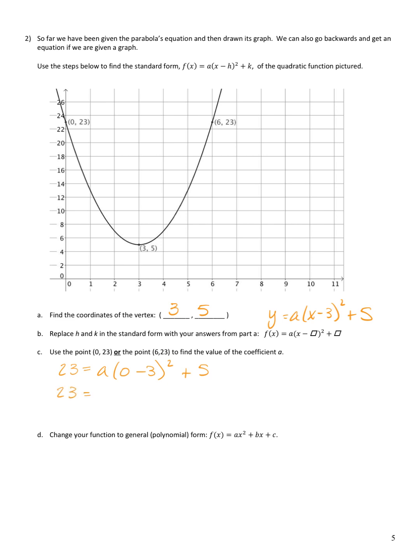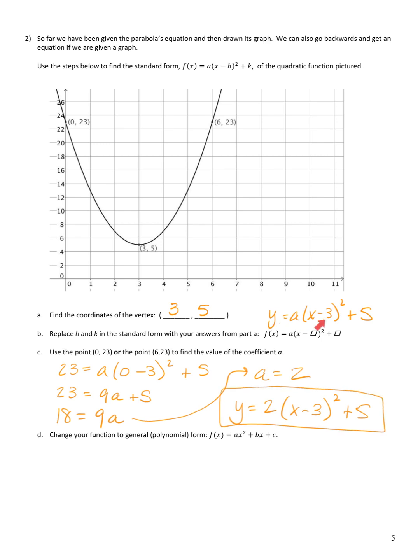So I have 23 equals 9a plus 5. Subtract 5 from both sides, and I have 18 equals 9a. Divide both sides by 9, and I get a equals 2. So my final equation is going to be y equals 2 times (x minus 3) squared plus 5. So I already had most of it, and then once I figured out what the a was, I replaced it with the 2. And then finally it says change your function to the general or the polynomial form ax squared plus bx plus c. That just means multiply this out.